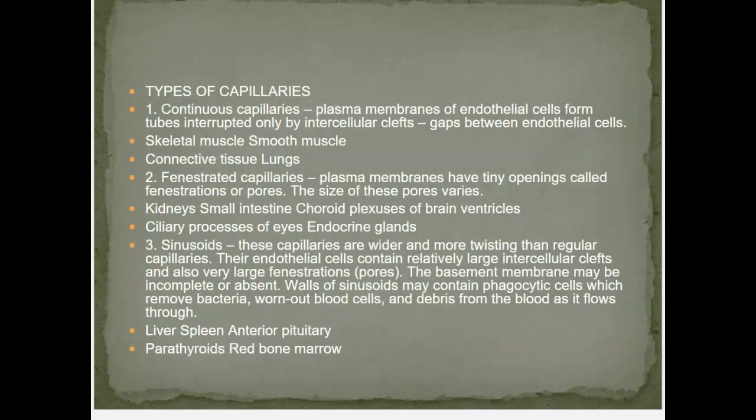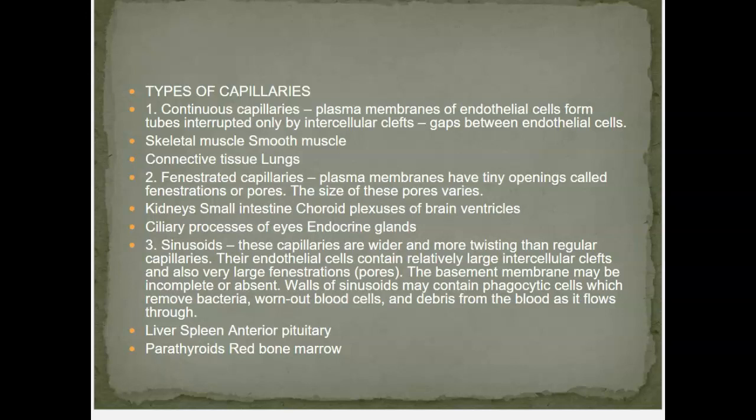When you think about capillaries, there are different types of capillaries. What most of us probably think about is a continuous capillary. It just flows straight through from one side to the other. Your skeletal muscles and smooth muscles have that type of capillary. Your connective tissues have that type of capillary. The lungs have that type of capillary. A fenestrated capillary is one with holes. Think of a colander where you would drain the spaghetti. Those are the holes, the fenestrations. Your kidneys have a capillary bed like that. Your small intestines have that.